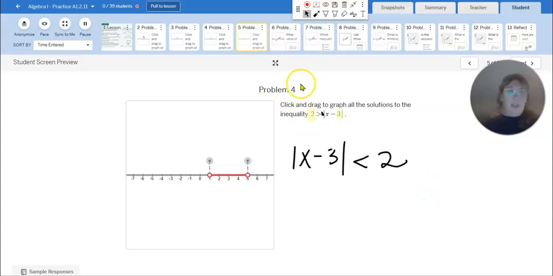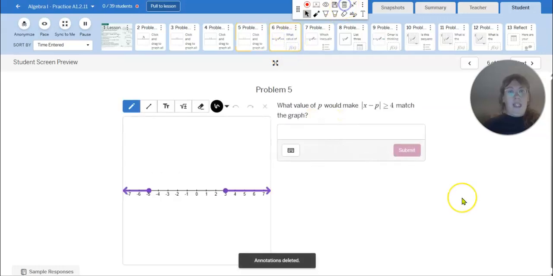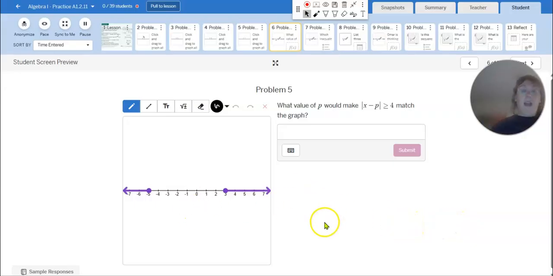In between the 2 points. Beautiful. And go to slide 6.